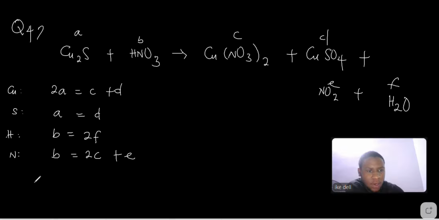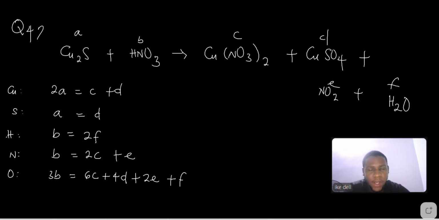So I should then pick the oxygen. So for oxygen, I would say 3B is equal to, where else can I see oxygen? 3 times 2, 6. 6C. Where else? Here. 4D. Where else? 2E. Okay, this is plenty. Is that all? Oh no, that's not all. There's also F here. Plus F.